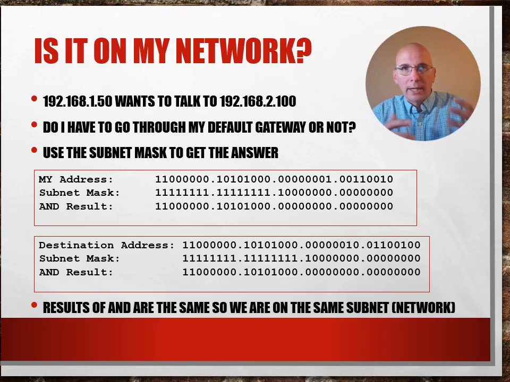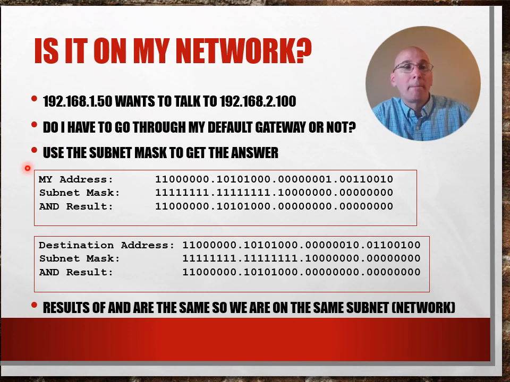So let's say that my IP address, 192.168.1.50, wants to talk to 192.168.2.100. Can I connect directly to that IP address? Is it on my network, or is it on a remote network that I have to go through that default gateway? So it's got to answer that question. It's going to use that subnet mask in an AND operation in order to do that.